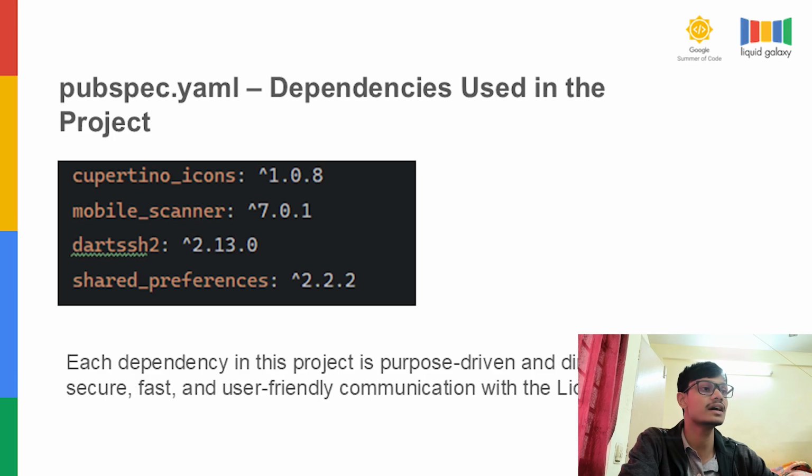Next dependency we have is shared preferences, providing a simple way to store small key-value pairs locally on the device. Once the QR code is scanned or details are entered, the user does not need to reconfigure the connection every time the app opens. Each dependency in the project is purpose driven and directly supports secure, fast and user-friendly communication with the Liquid Galaxy rig. This is all about the pubspec.yml file.